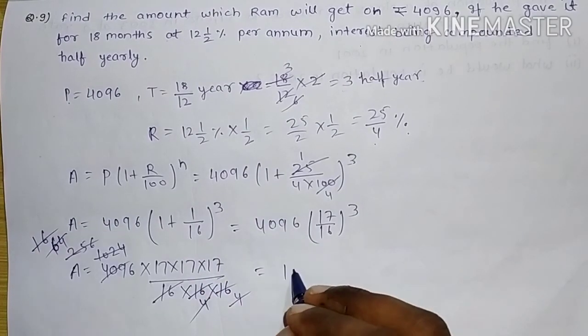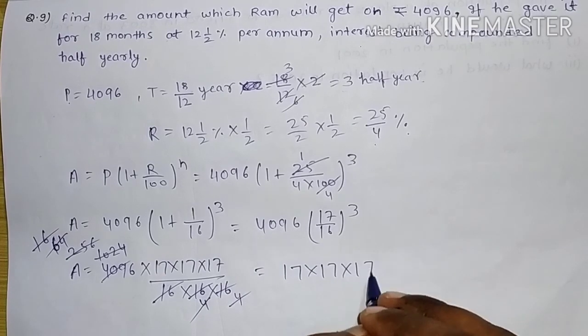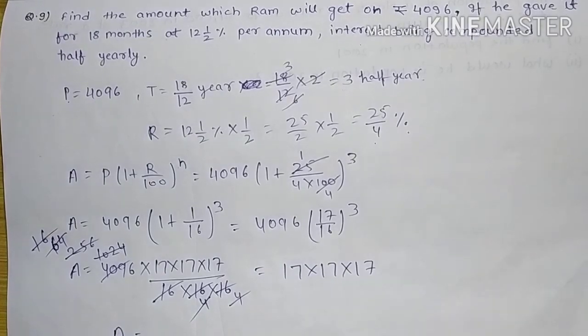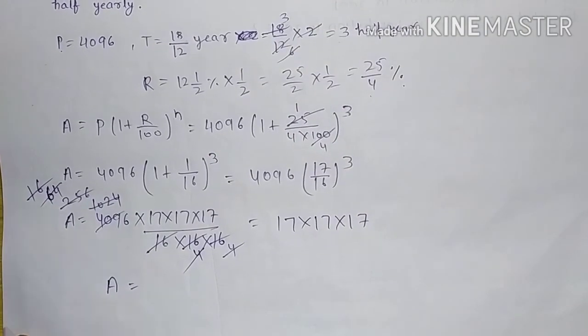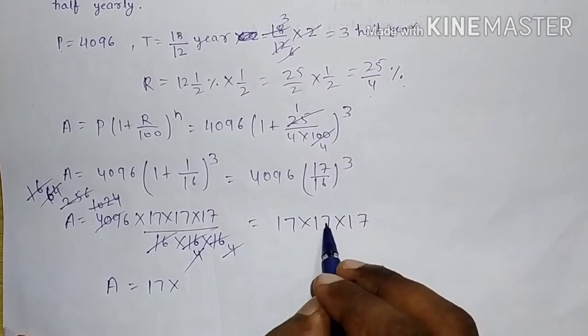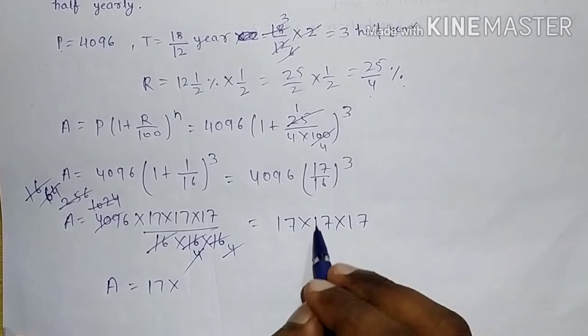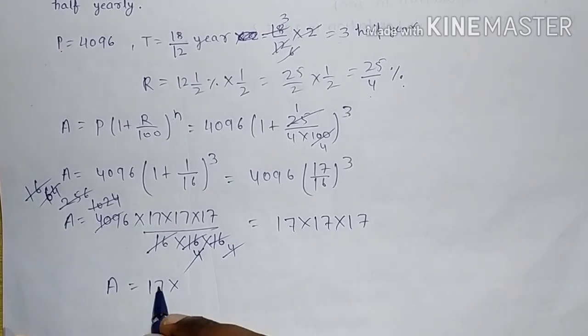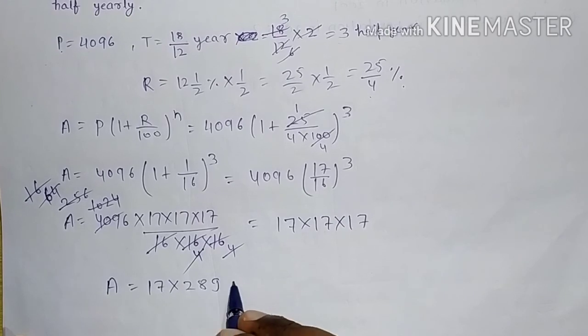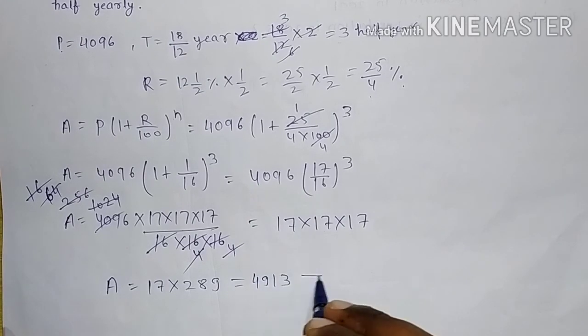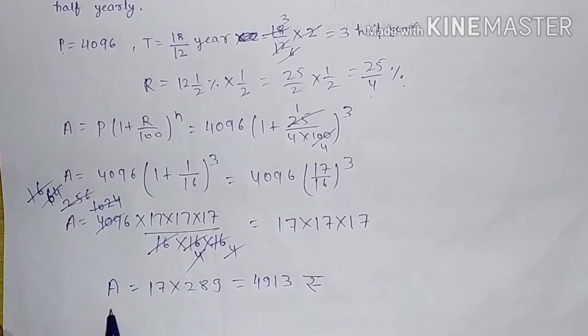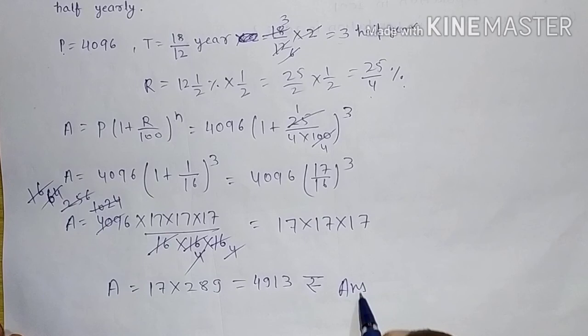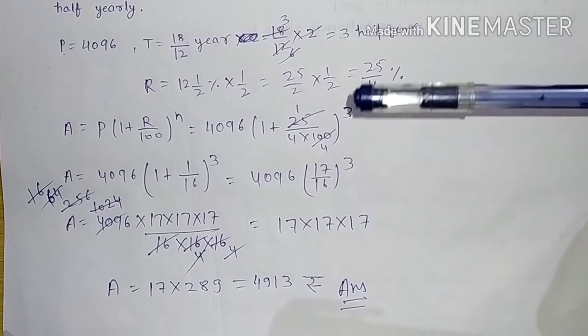That means amount is equal to 17 into 17 into 17. So amount is equals to 17 into 17 will be 289. The square of 17 is 289. So this is 289. So just simplify it. We can get 4913 rupees. Now the amount is 4913 rupees. This is the answer. Simply we can solve like this, and this is very simple.